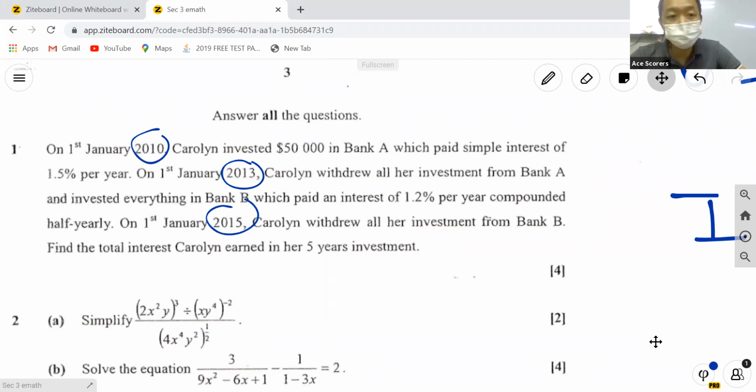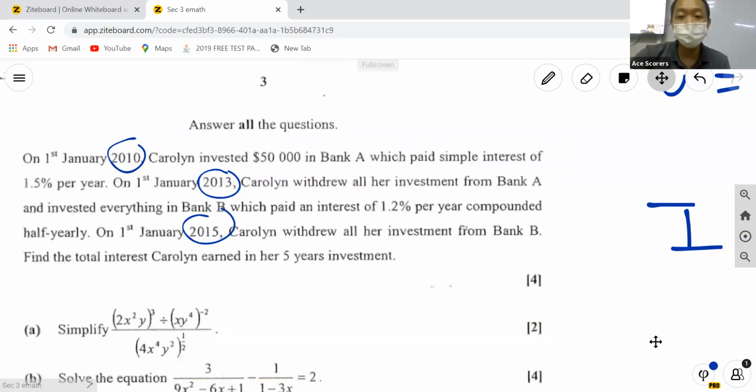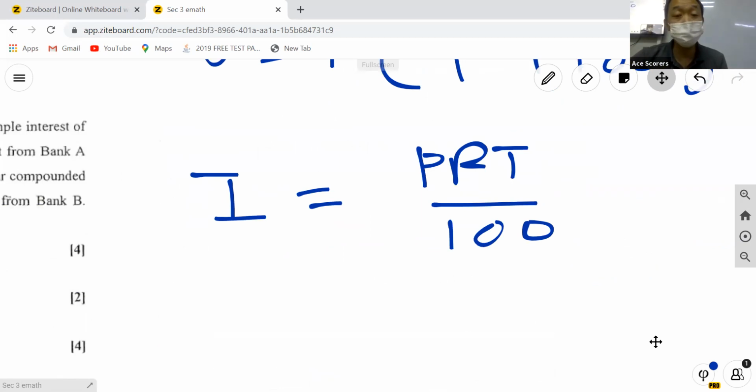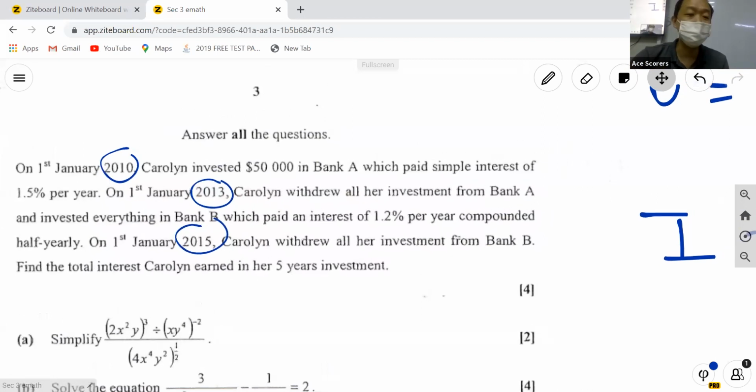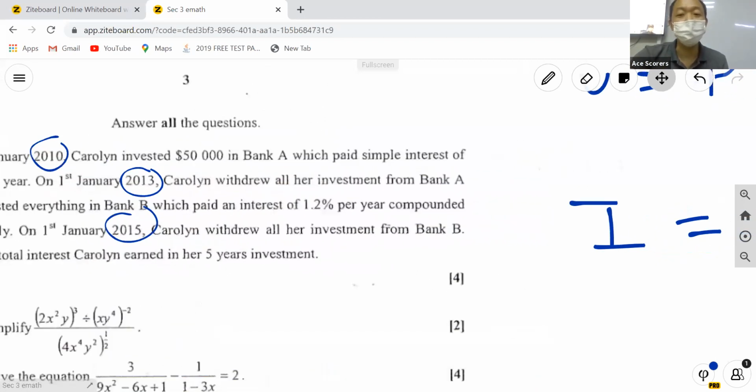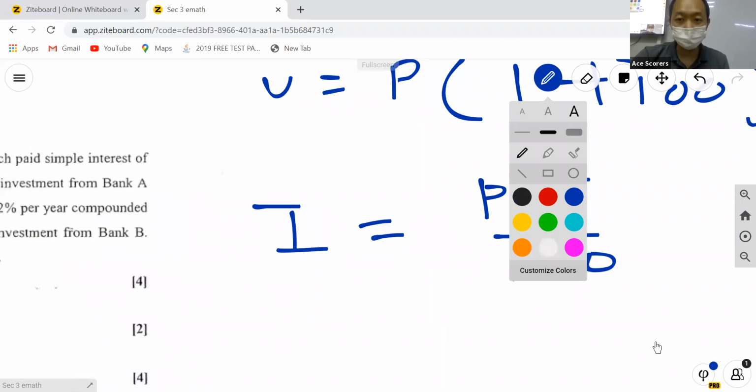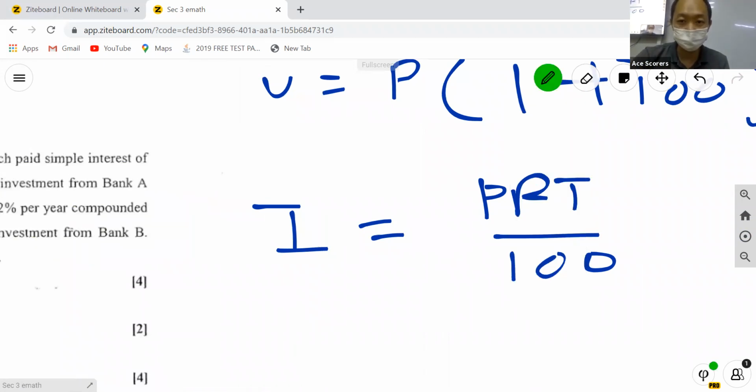Okay, so let's look at the first 3 years. From 2010 until 2011 is 1 year, 2011 until 2012 is 2 years, 2012 until 2013 is 3 years. So I equals PRT over 100. What's the interest rate for the simple interest? Interest rate is 1.5%, P is 50,000, and time is 3 years.